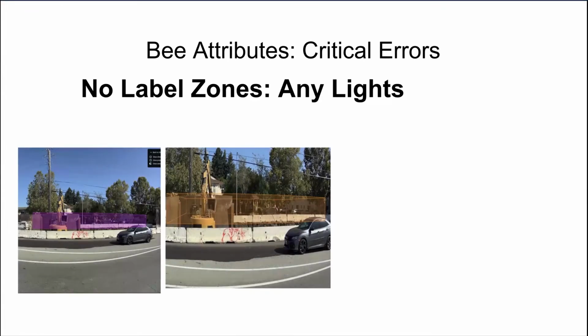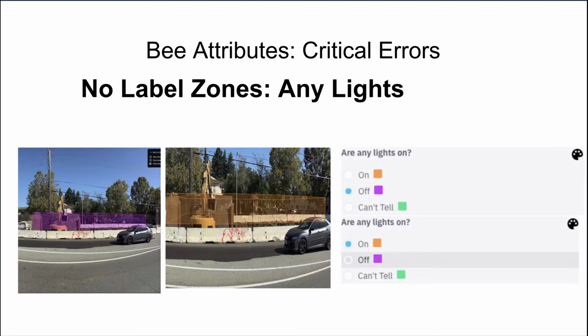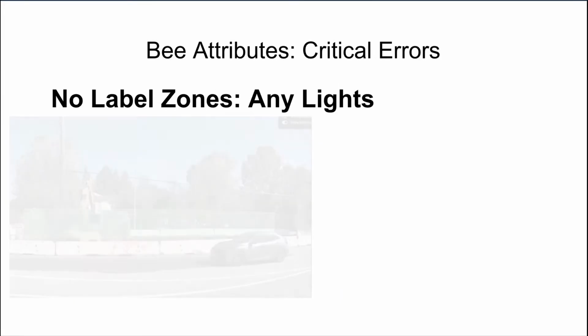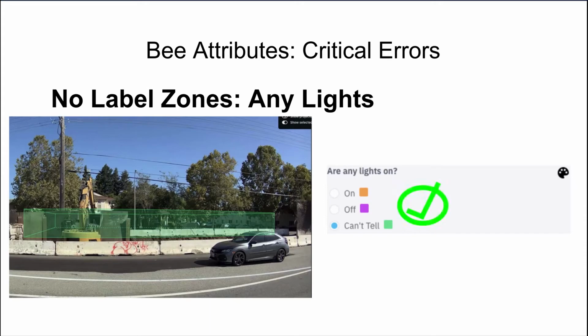And no label zones. So how do we treat any lights on no label zones? If the any lights attribute is there on a no label zone, then we don't want to select off, and we don't want to select on. So what are we going to select? We're going to select can't tell. That's the only correct answer for no label zones, okay?